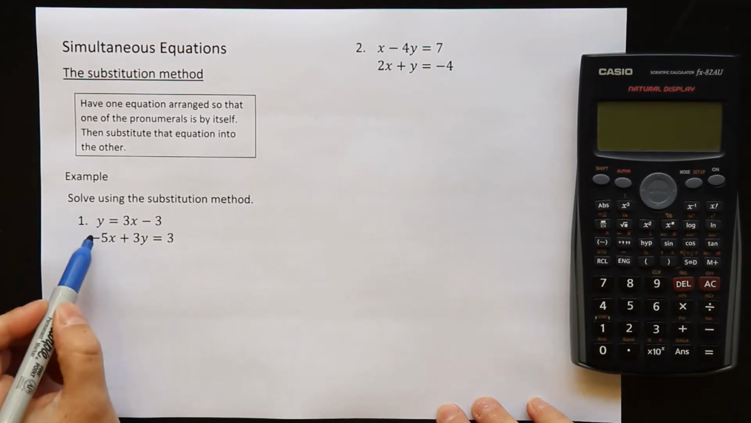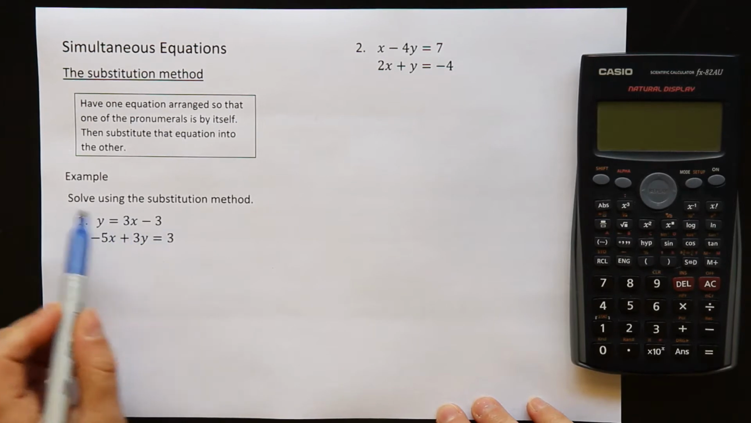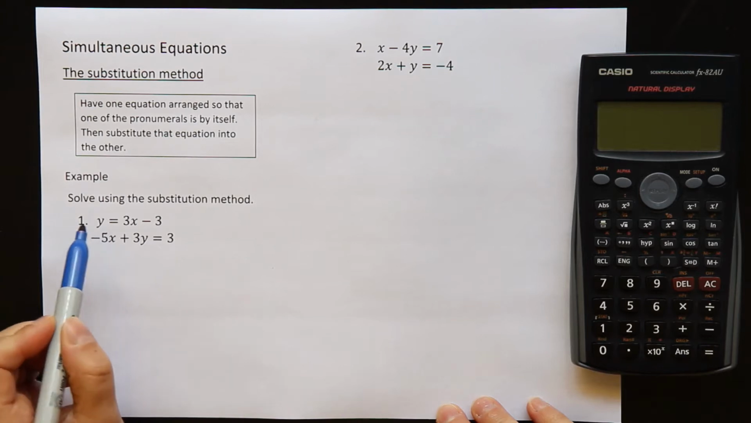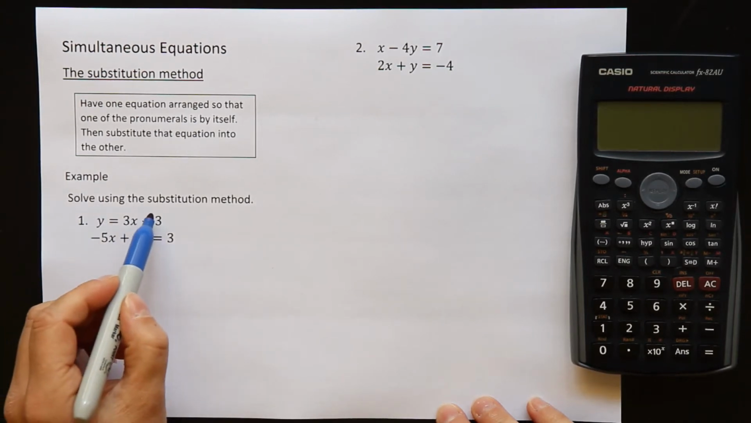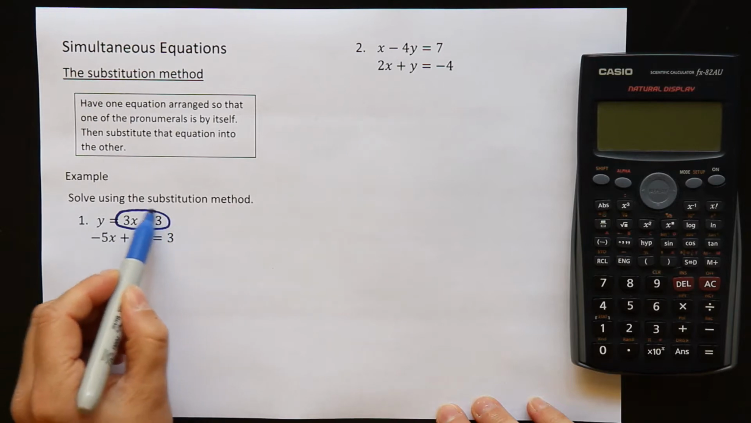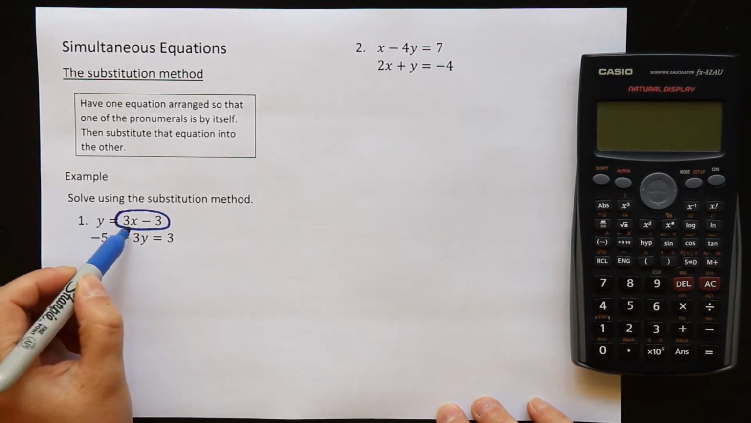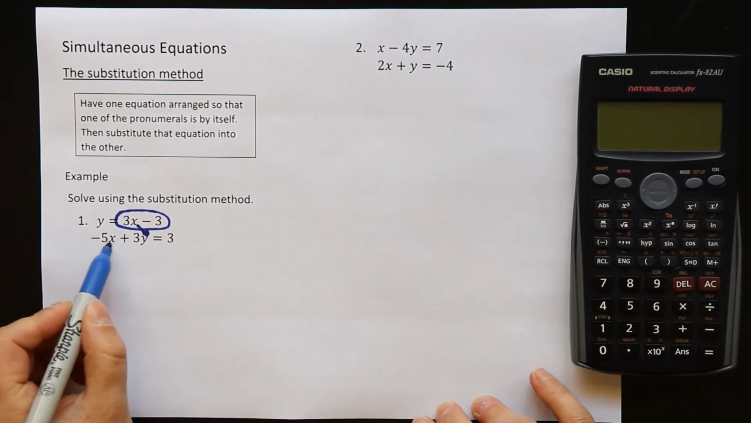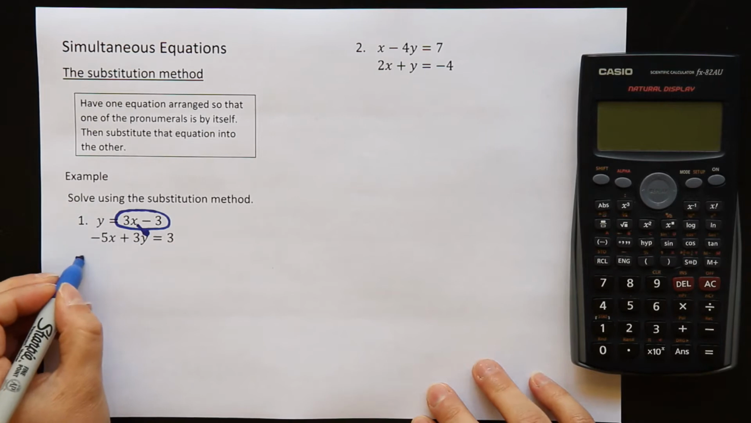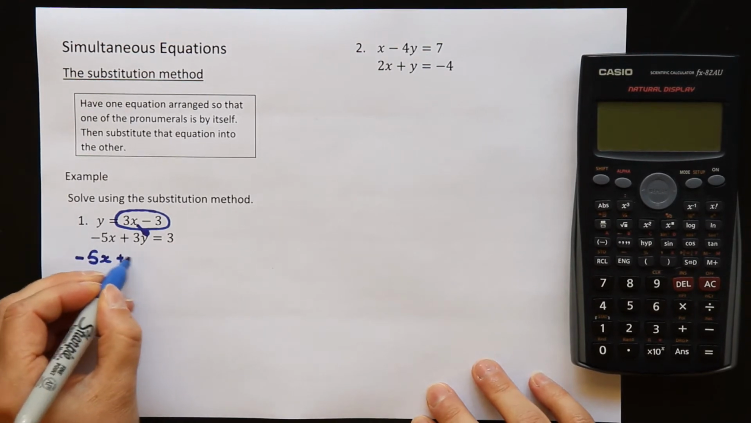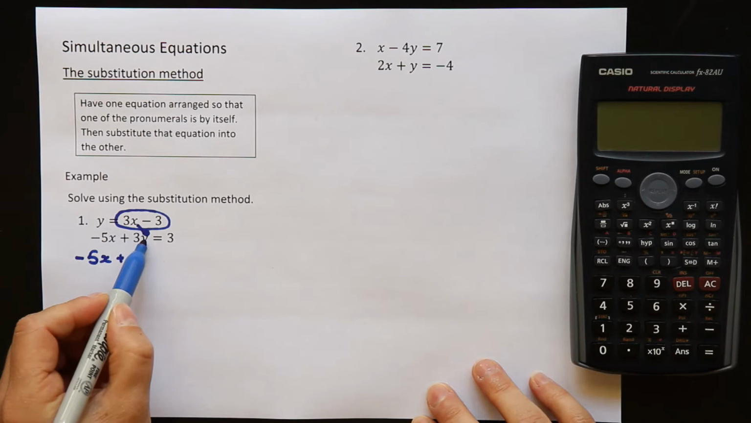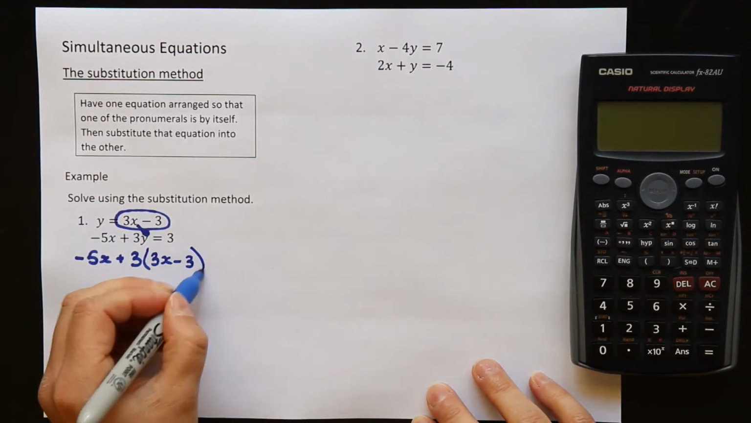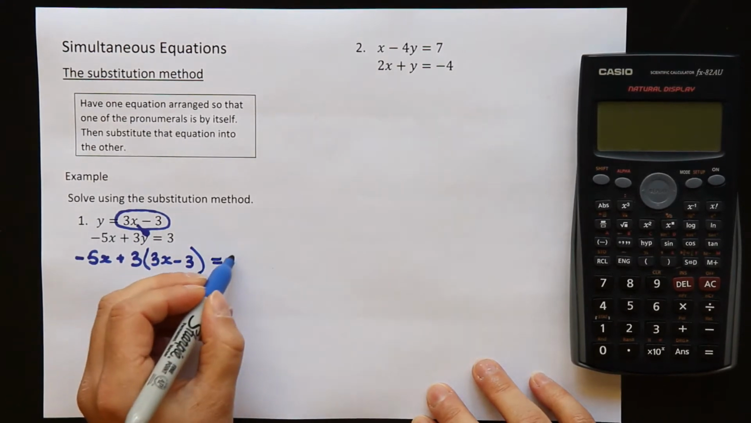Here's my two equations. y equals 3x minus 3, that has got a y by itself. That's what we want. Okay, we have a pronumeral by itself. So that means that we can take what y is equal to and we can replace that for the y in the other equation. So let's write down the second equation, minus 5x plus, but instead of y, we replace the y with 3x minus 3, and that's equal to 3.